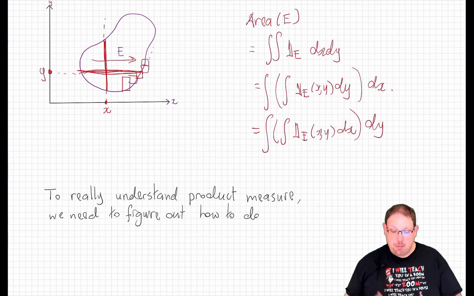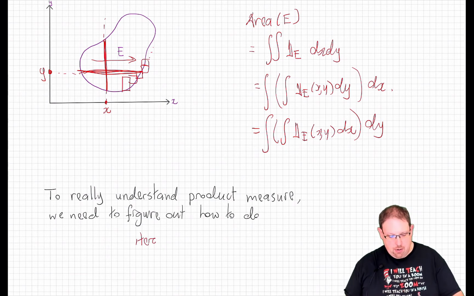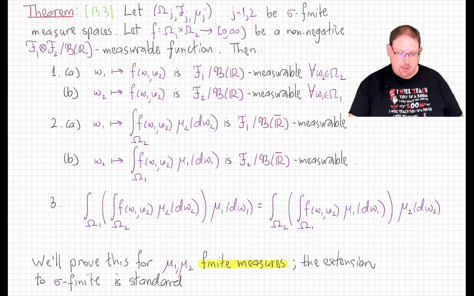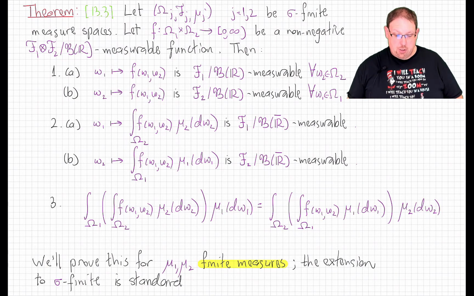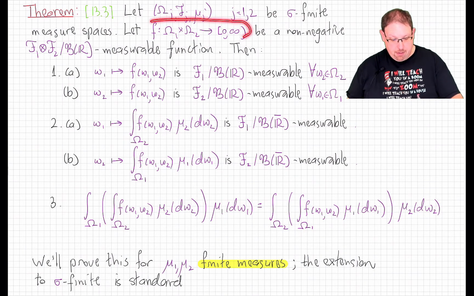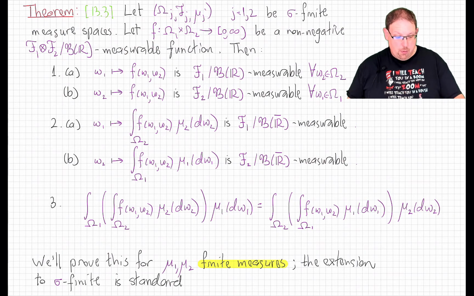So, to really understand product measure, we're going to need to figure out how to do iterated Lebesgue integrals. Well, here's how that works. If I have two measure spaces, for technical reasons they need to be sigma finite for this to work, and actually in the proof we're just going to restrict to the finite case, since the sigma finite extension is not very interesting from there. And suppose that I have a non-negative function, f, which is measurable with respect to the product sigma field and the Borel sigma field in the range. Then the following statements are true.